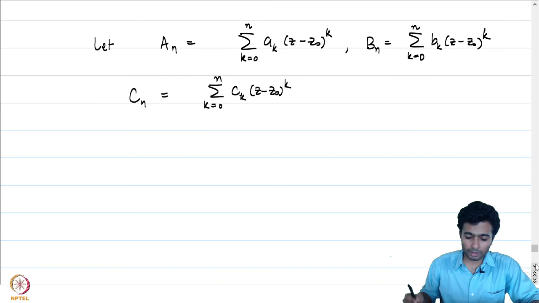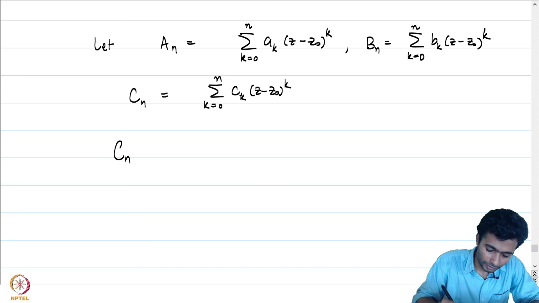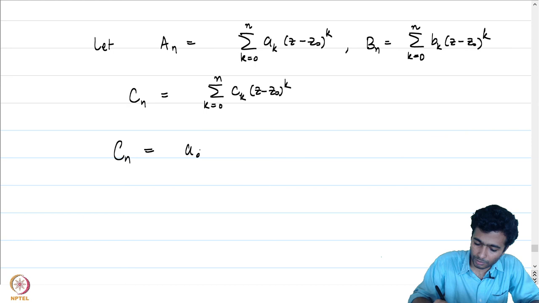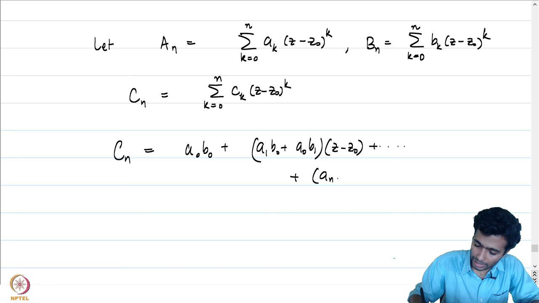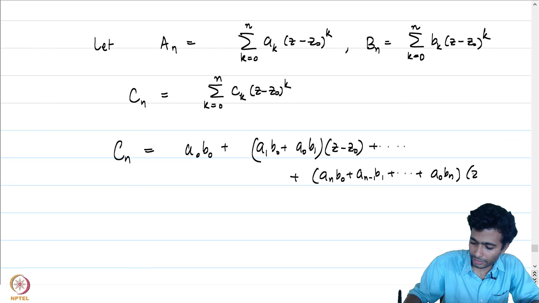And what do we have? Let us elaborate the capital Cn here. This is just going to be equal to a0 b0 plus (a1 b0 plus a0 b1) times (z minus z0), going on up to (an b0 plus a(n minus 1) b1 plus ... plus a0 bn) (z minus z0)^n.